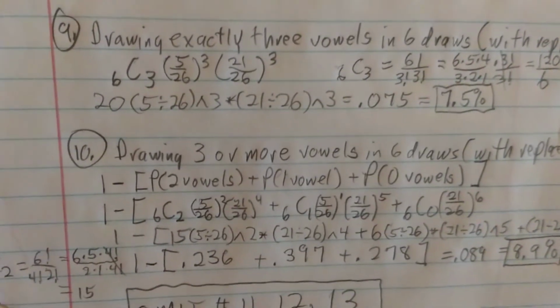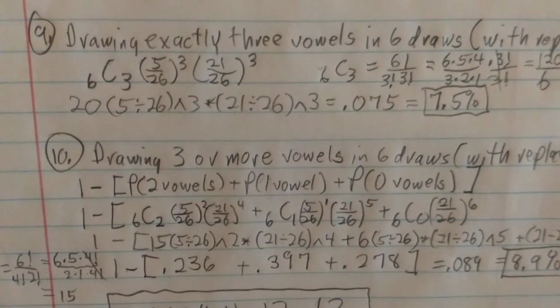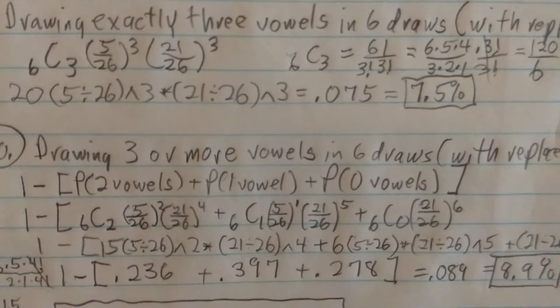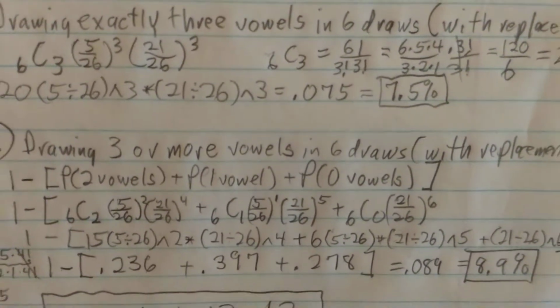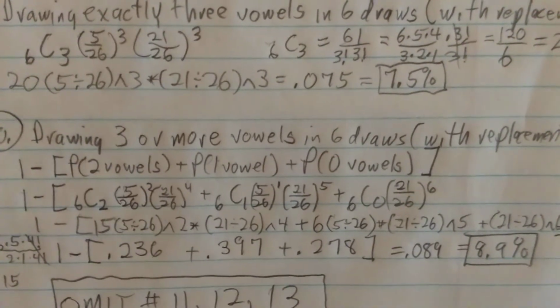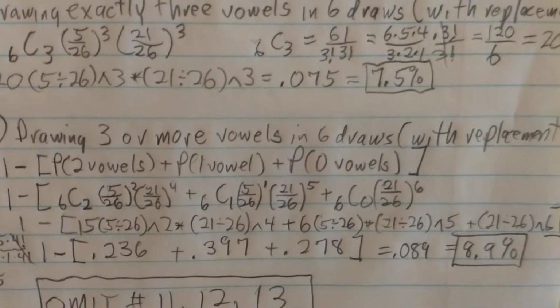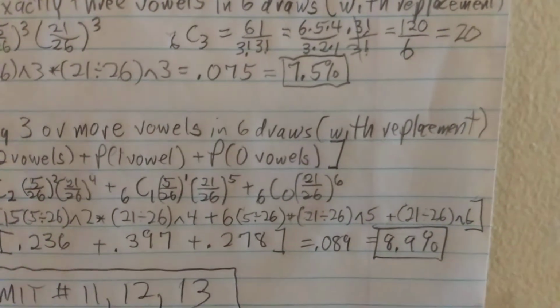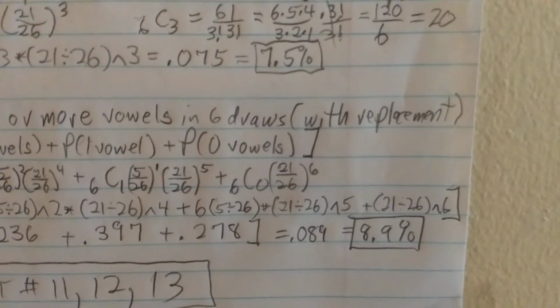So now our 6C3 becomes 20 times parentheses 5 divided 26, close parentheses, power 3, that's how you do it on the calculator, times left parentheses 21 divided 26, close parentheses, power 3, comes out to 0.075 to 3 places, or 7.5%.